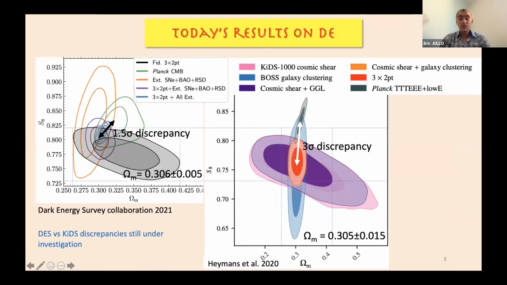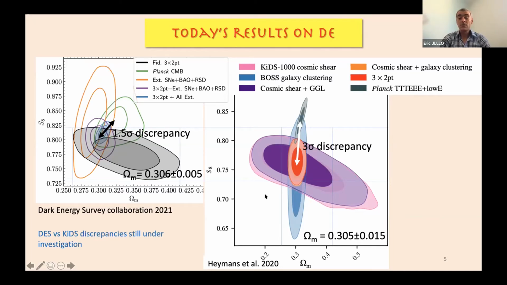So here is a kind of busy plot that illustrates the state of the art of dark energy measurements. You have the well-known Planck measurement in black and in green on the left side. And on the left, you have the Dark Energy Survey measurements in gray. When you combine with the BAO measurement, you obtain the orange curve, and the combination is in purple. You see there is a 1.5 sigma discrepancy with the estimate of the S8 parameter with respect to Planck.